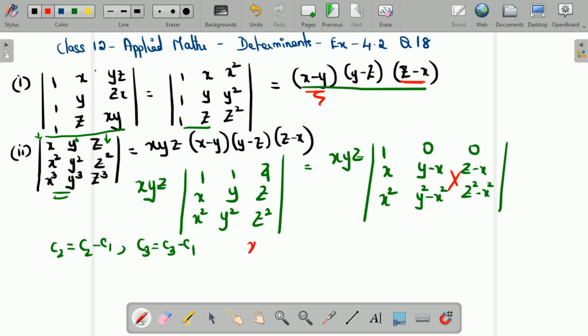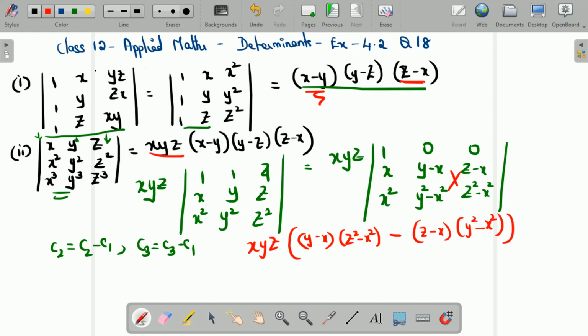So let's do that. So xyz into, this will become (y minus x) into (z squared minus x squared) minus (z minus x) into (y squared minus x squared). Now you have your x minus y outside. So let's take a y minus x. This I'm going to expand. z squared minus x squared, like in the previous sum, I'm going to say xyz.